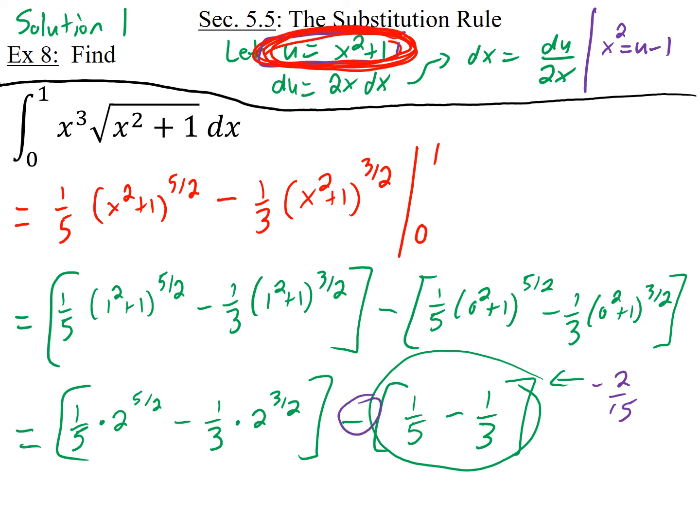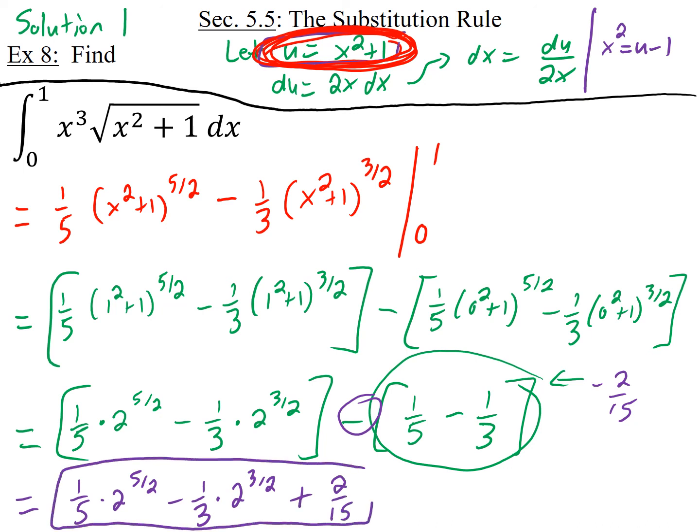So in the last step here, I'm just going to write, okay, 1/5 times 2 to the 5 halves minus 1/3 times 2 to the 3 halves, and then plus 2 over 15. And that is the answer to that one, using this solution 1, where we go from x's to u's and back to x's. That's how that goes.